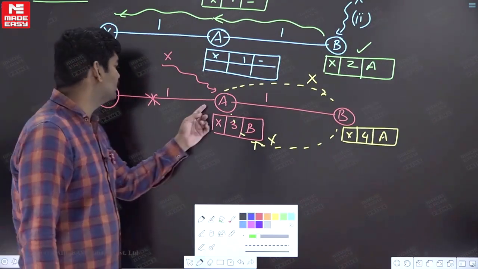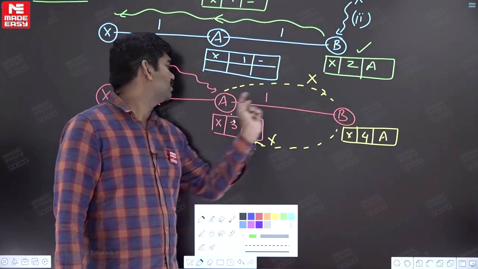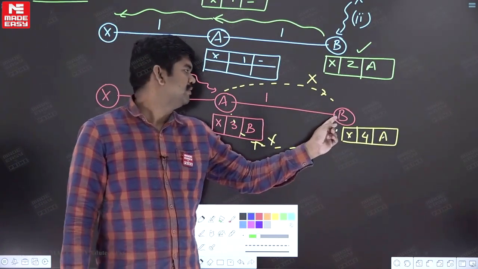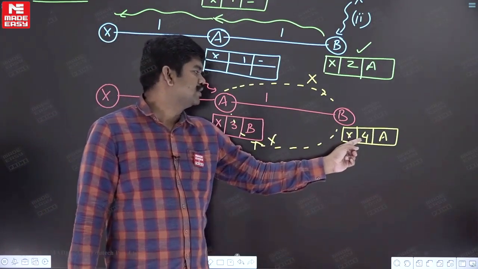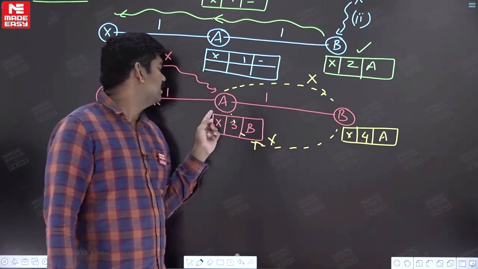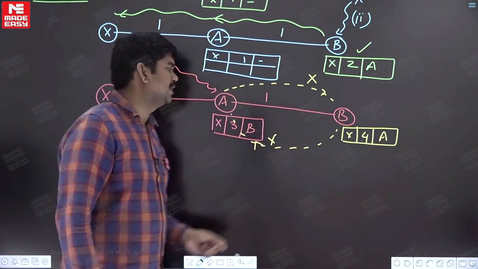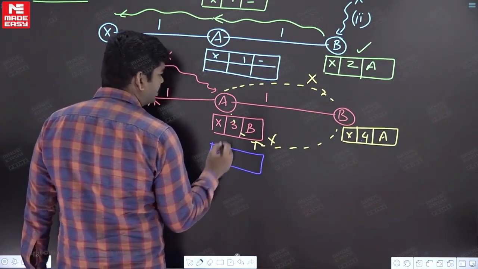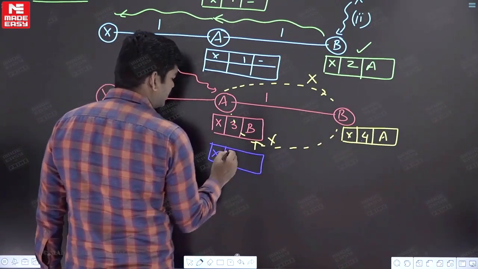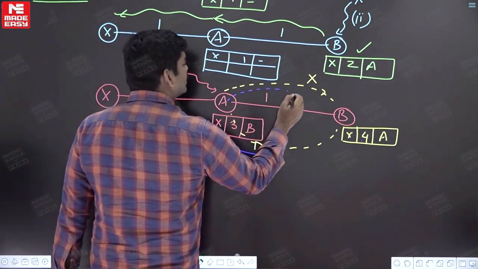What will A think? It is asking for X. With respect to A, who is the neighbor? B is the only neighbor. B will tell A that I know how to reach X, and that is 4 units. Then what will A think? If I forward this X to B, who will take responsibility? B. Then it is going to update the table. How? X, how much is it? B is telling us 4, plus 1, how much? 5. Who is the mediator? It is B. Then again it is going to be forwarded.